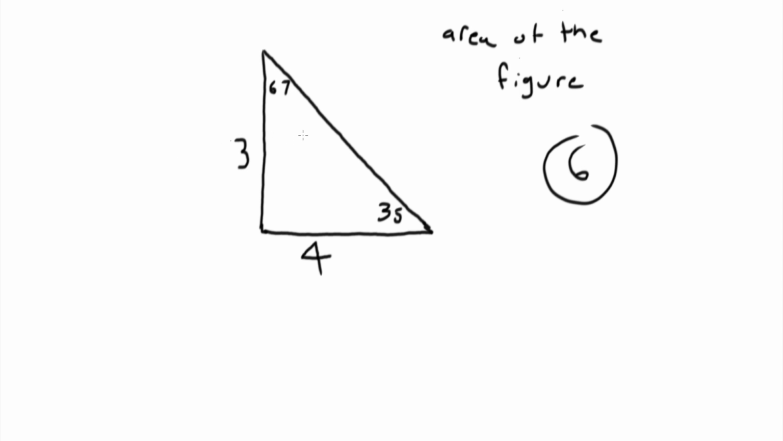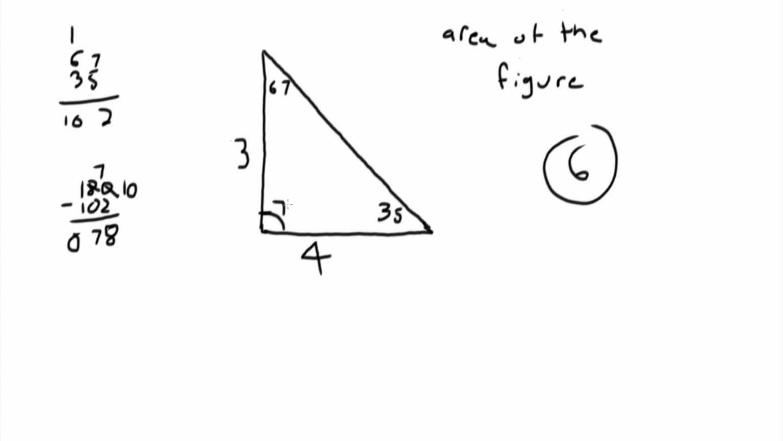In fact, it gives us the angles 67 and 35. So what's 67 plus 35? 67 plus 35 is 102. And we know that triangles add up to 180 degrees. So 180 minus 102 is 78. That's going to be 78 degrees right here. So this is not a right angle. This is a 78-degree angle.